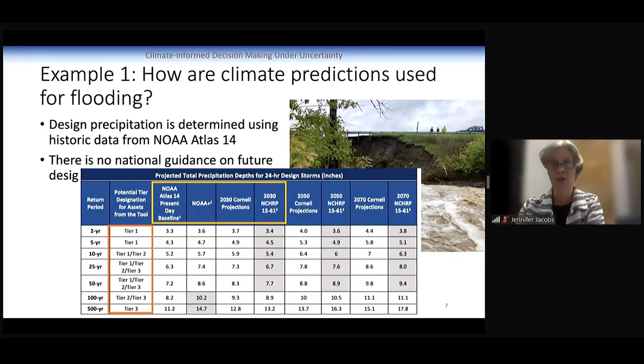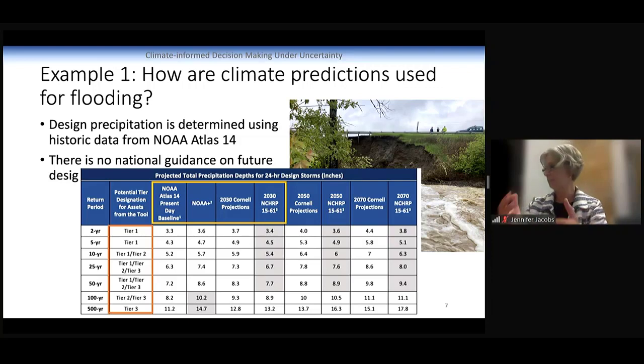The other thing, this is the Wild West analogy. Every state is doing something different, if anything at all, for trying to figure out how to do design precipitation. And I think this is really an opportunity for this community. The first one, the NOAA Atlas 14, that's our present day standard. NOAA Plus doesn't use any climate model output. It uses the upper 90th percentile confidence interval of the estimates from NOAA. I know you're cringing. Okay.